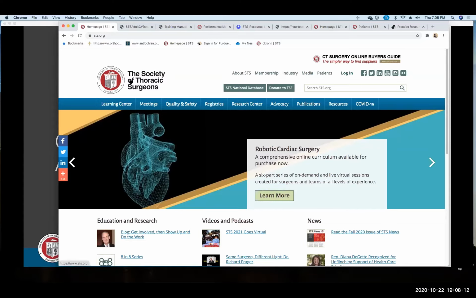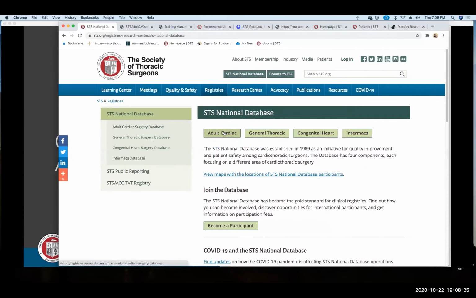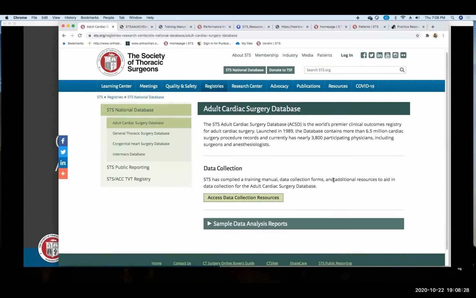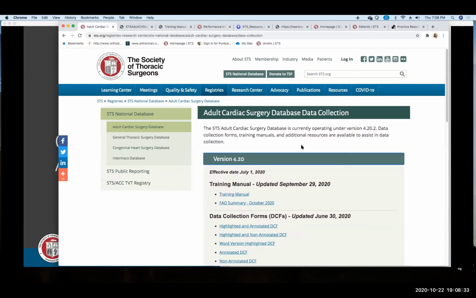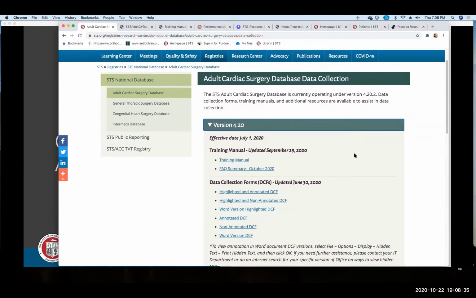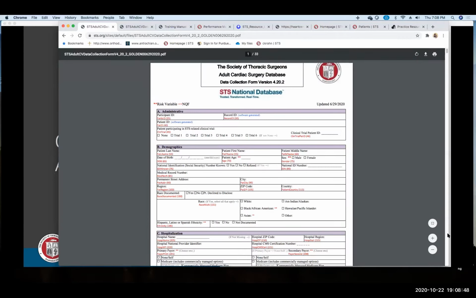Here we have the STS Society of Thoracic Surgeons website, and we have our different sections here. In the registry section, we'll find the different databases we house. The adult cardiac surgery database is where the SCA section lives, and currently we're on version 4.20. I'm going kind of fast; all of this is in the previous webinar that is posted on the SCA website, and I'm happy to review anything if I go too fast. Happy to revisit that after the presentation when we get to the Q&A section.